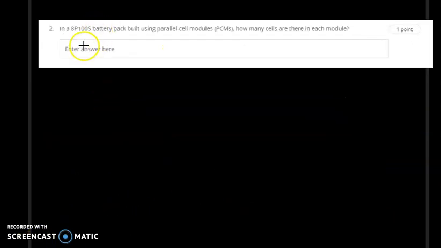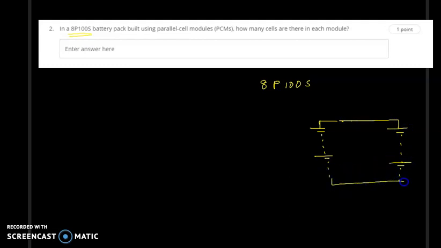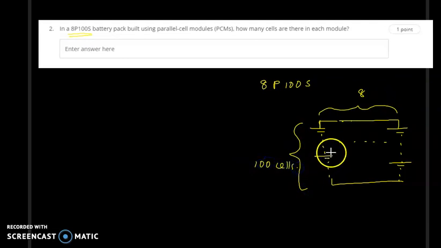In the second question, you see that the pack formation is 8P100S. So in 8P100S, the 100 cells are connected in series, and similarly 8 of such modules are connected in parallel. So 8 modules are connected in parallel, and 100 cells are connected serially. Now how many cells are there in each module?